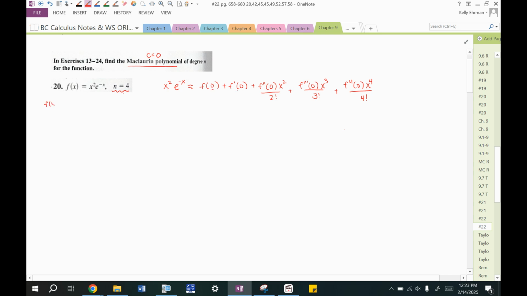So let's start with f of x is x squared times e to the negative x. And we want to find f of 0. So that comes out to 0. F prime x, I need to use product rule here. So x squared, so first times derivative of the second, plus second times derivative of the first. Now I need to plug 0 into this, but because I'm going to also have to take the derivative of this, rather than doing product rule plus another product rule, if I factor this a little bit, I'll just have one product rule to look at.